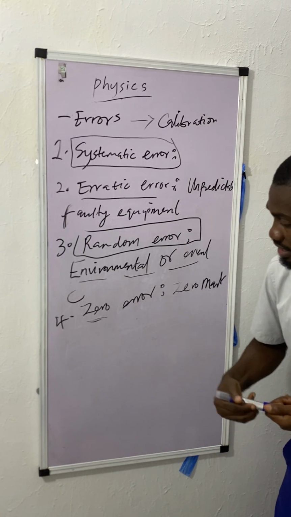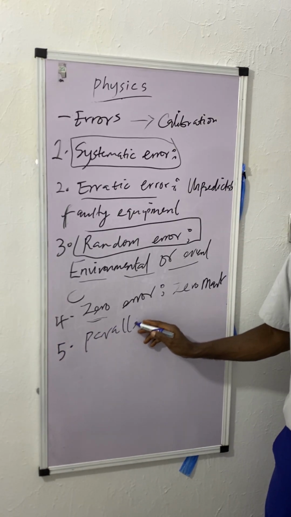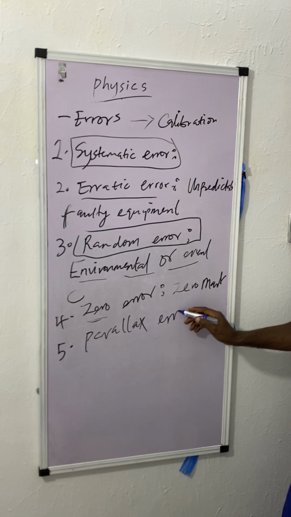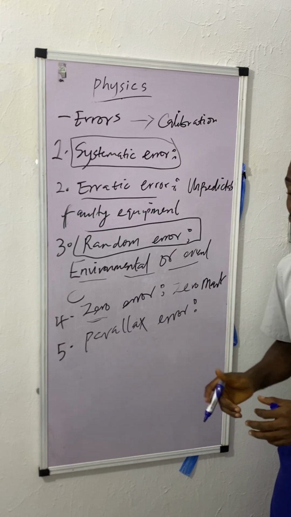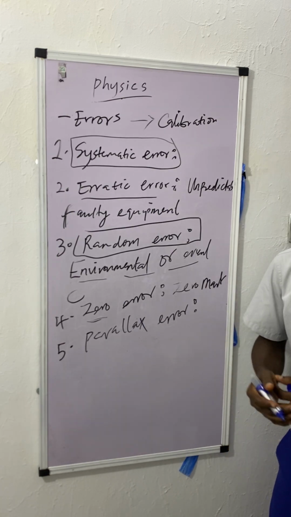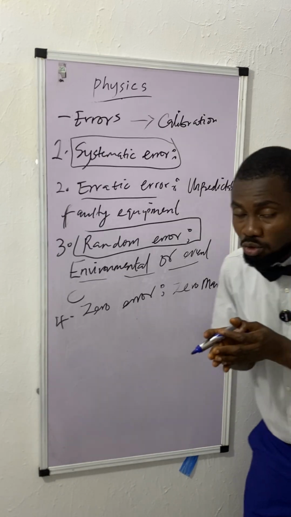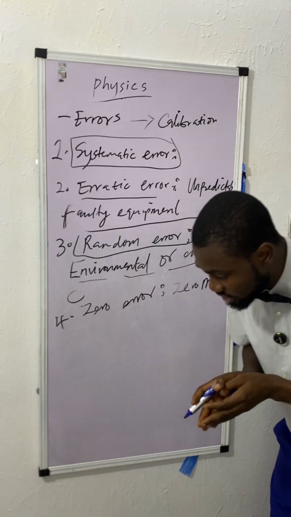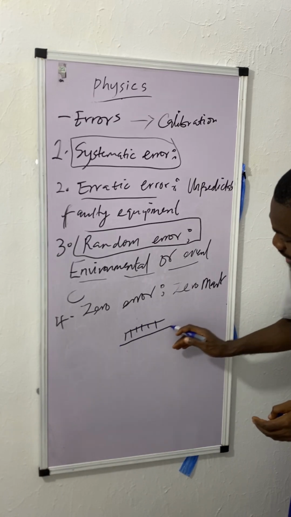Let's look at the fifth error, which is parallax error. Parallax error is as a result of the measuring technique. You are not following the instruction of the measuring technique. For example, you are not looking at the zero mark at angle 90. You are not looking at it straight. Maybe you are using a meter rule to measure.